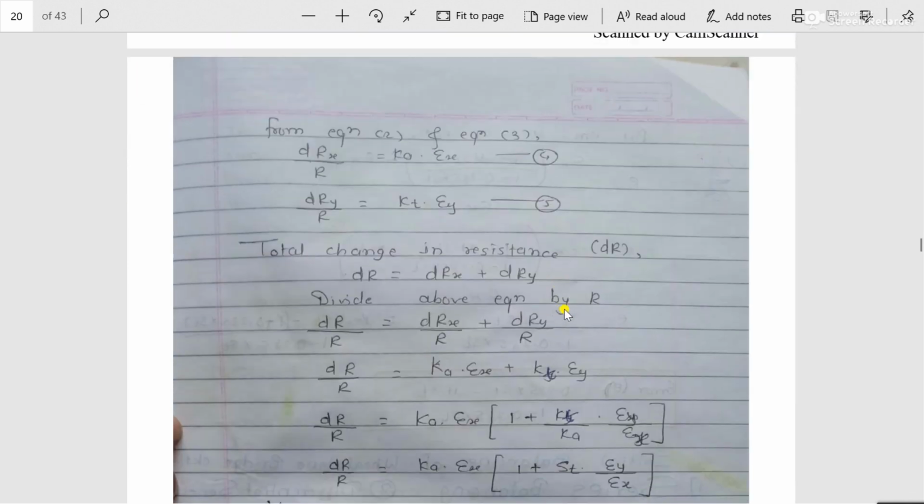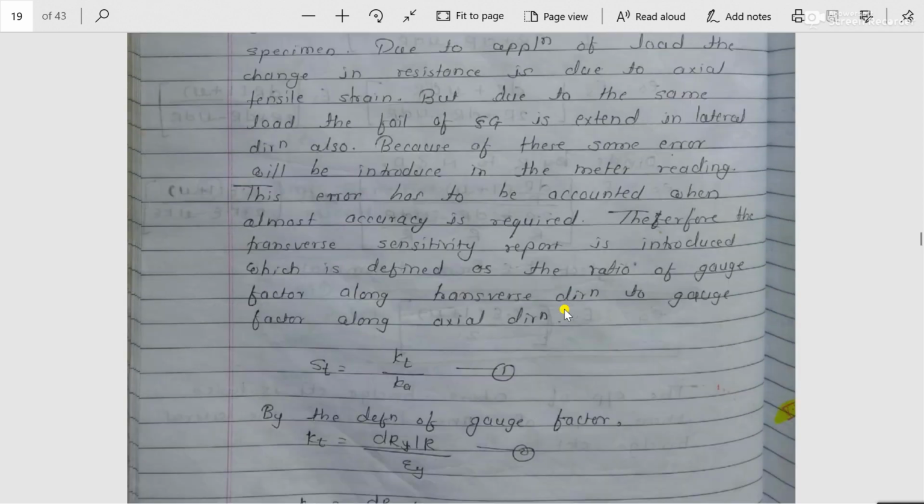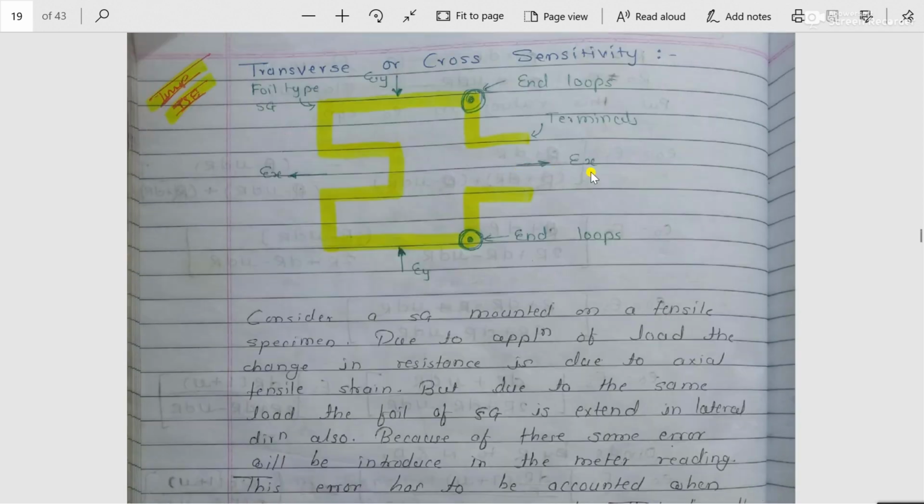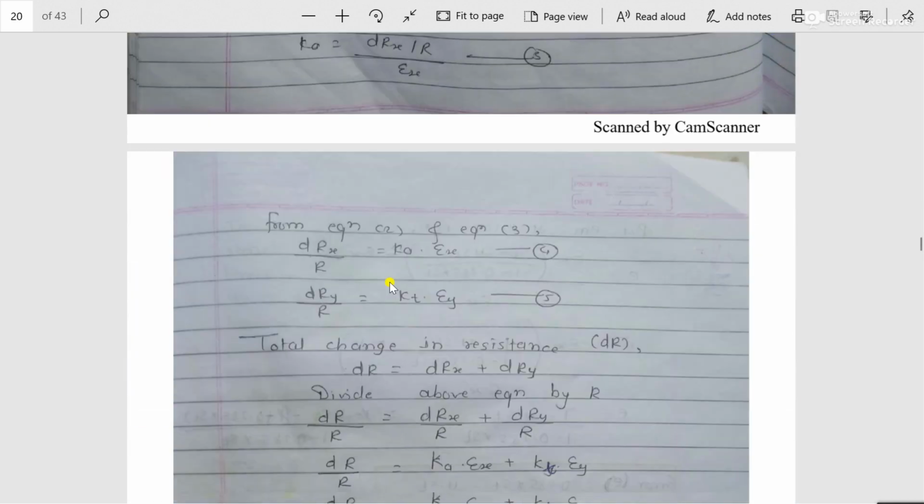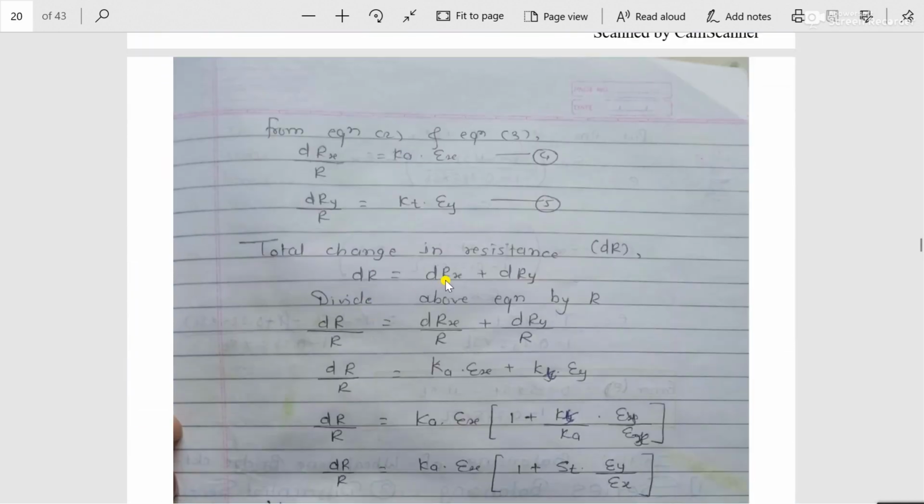But as we know, for the total change in resistance, some amount of resistance changes in the X direction and some amount also changes in the Y direction. Only in two directions does the resistance change, and the total change in resistance is equal to the change in resistance in the X direction, that is delta Rx, plus the change in resistance in the Y direction, that is delta Ry. Therefore, the total change in resistance, indicated by delta R, is equal to delta Rx plus delta Ry.